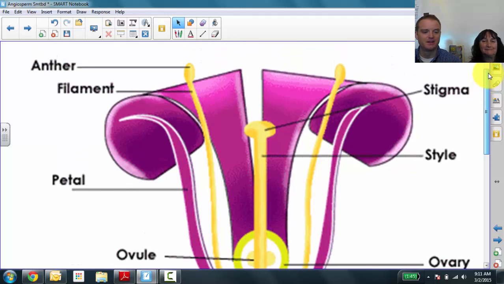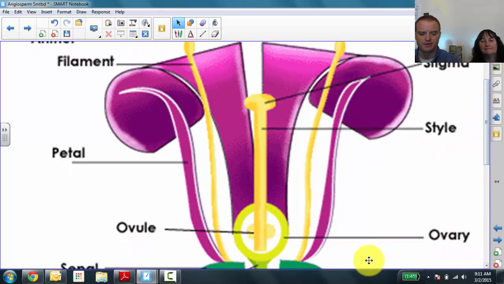So we start with the male part, right here. We have the anther and the filament. The filament just supports the anther, and the anther is going to have the pollen on it. Bees and birds can come by, and as they brush against the flower, the pollen is going to collect on them. So the anther is going to have the pollen.